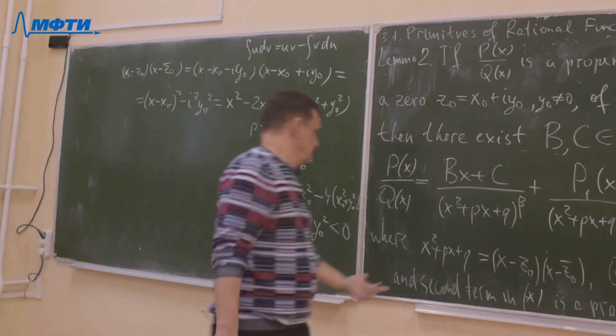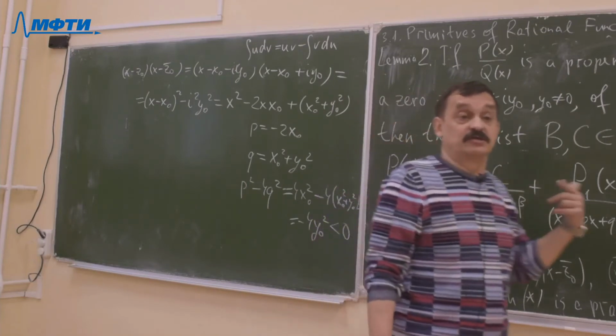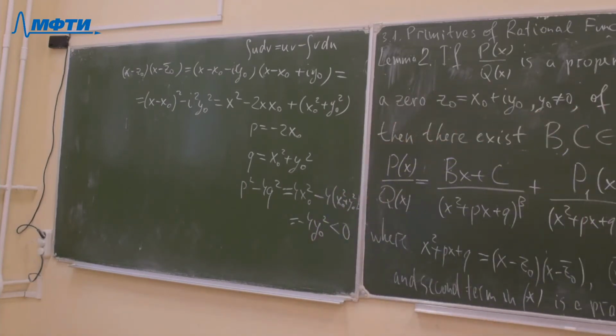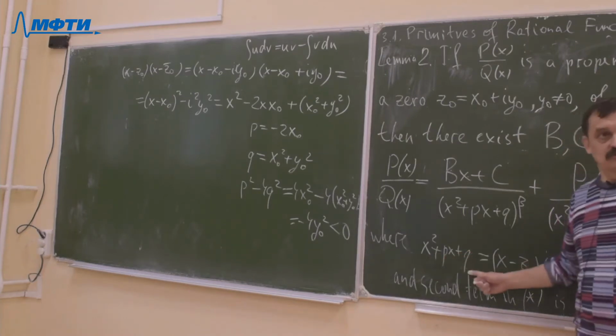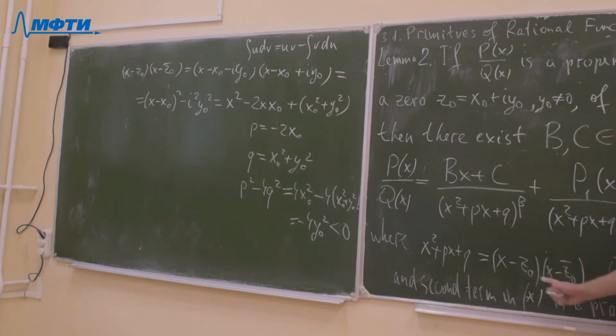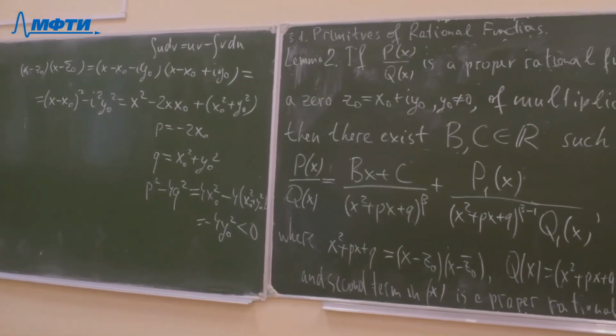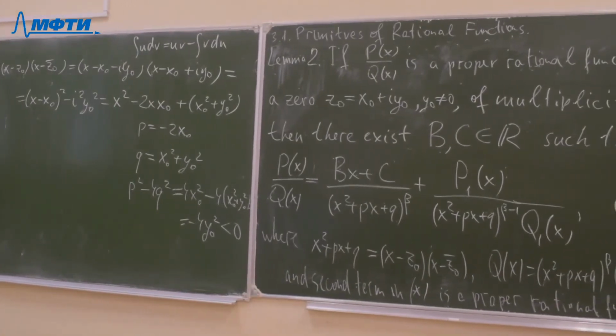So this quadratic polynomial is irreducible over real numbers. It has no real roots, real zeros, right? And we have two complex zeros, but they should be conjugated.